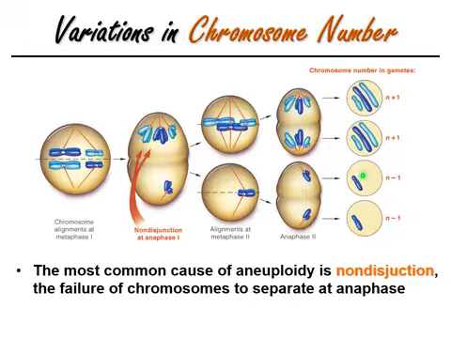Here we would have a monosomy. We're missing whatever this big chromosome is, and so we're only going to have one of those from the other nucleus after fertilization. So here, these two outcomes would lead to monosomies. These two outcomes would lead to trisomies. All three of these outcomes would lead to forms of aneuploidy. So the most common cause of aneuploidy is non-disjunction, which is the failure of chromosomes to separate at anaphase.